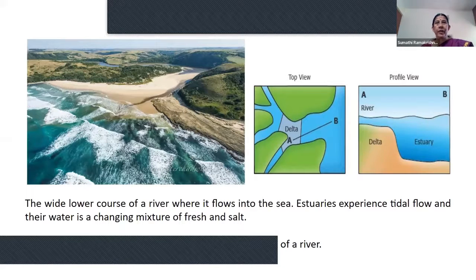And this is the estuary. It's the wide lower course of a river where it flows into the sea. They experience tidal flow and their water is a changing mixture of fresh and salt because it gets connected with the ocean. It is an arm of the sea that extends inland to meet the mouth of the river. Here is the top view of an estuary, and this is the profile view, the general view of an estuary.